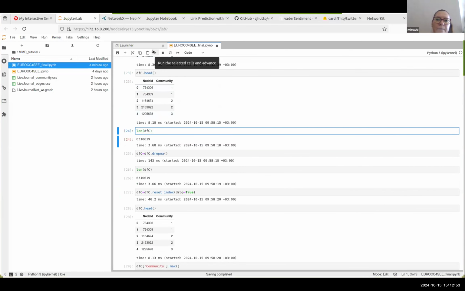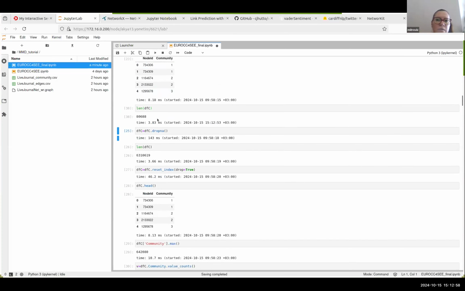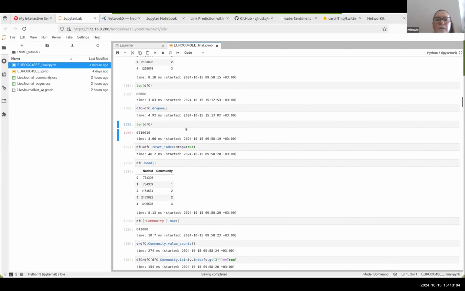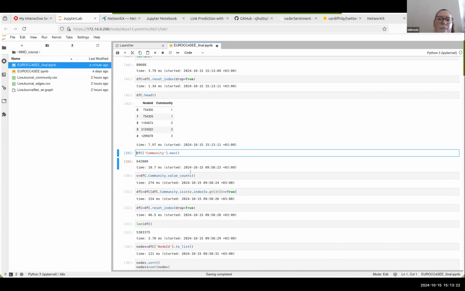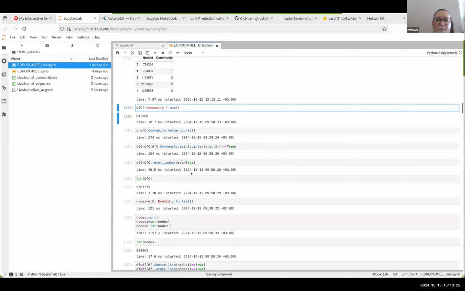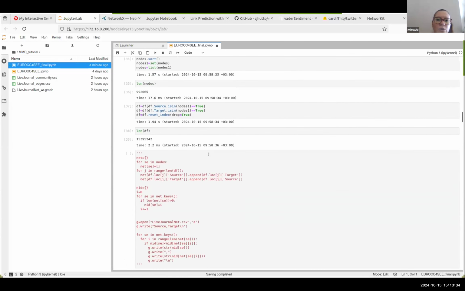We have 80,000 nodes here. We will drop certain NaNs in these data sets. And we will also compare the data with the data already from the edge list. I'm not going to go through all of these steps because I already created a network that can be used for this. And I'm going to go right away.